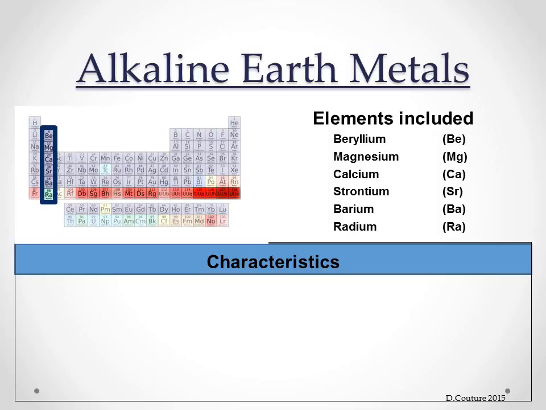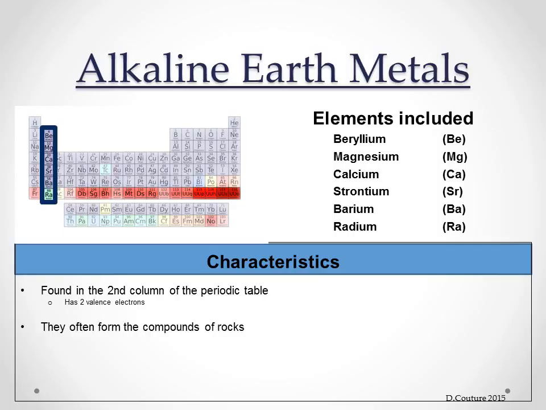Some of the characteristics, they're second column, so group 2A. Therefore 2 valence electrons. They do form compounds in rocks, which is why we give them that name, alkaline earth metals. They are still reactive, not as much as the alkali, but they are still highly reactive, and they are highly malleable. We can bend them very easily.